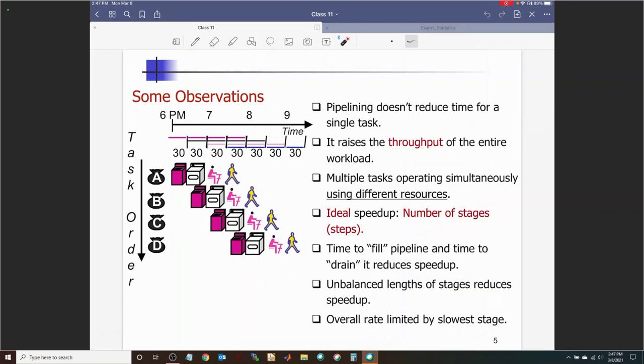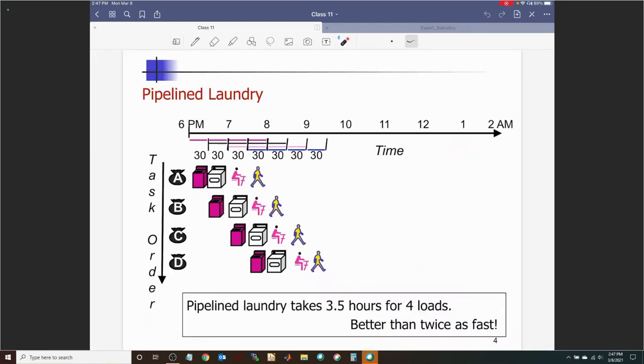Now, there is another way of looking at the speed up. Suppose I wanted to get to that number 4. There's another way of doing it. If I asked you over here, each load completes in how much? What would you say? A is doing a load, B is doing a load, C is doing a load, and so on, right? Every 30 minutes you have somebody finishing. So that would be 30 minutes.